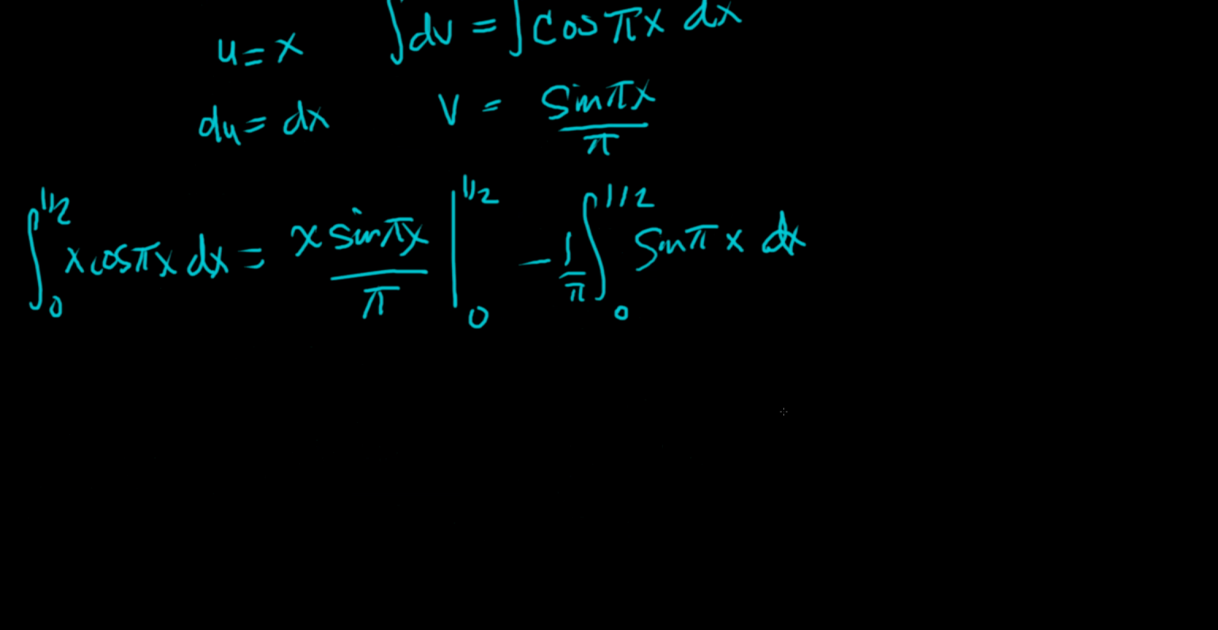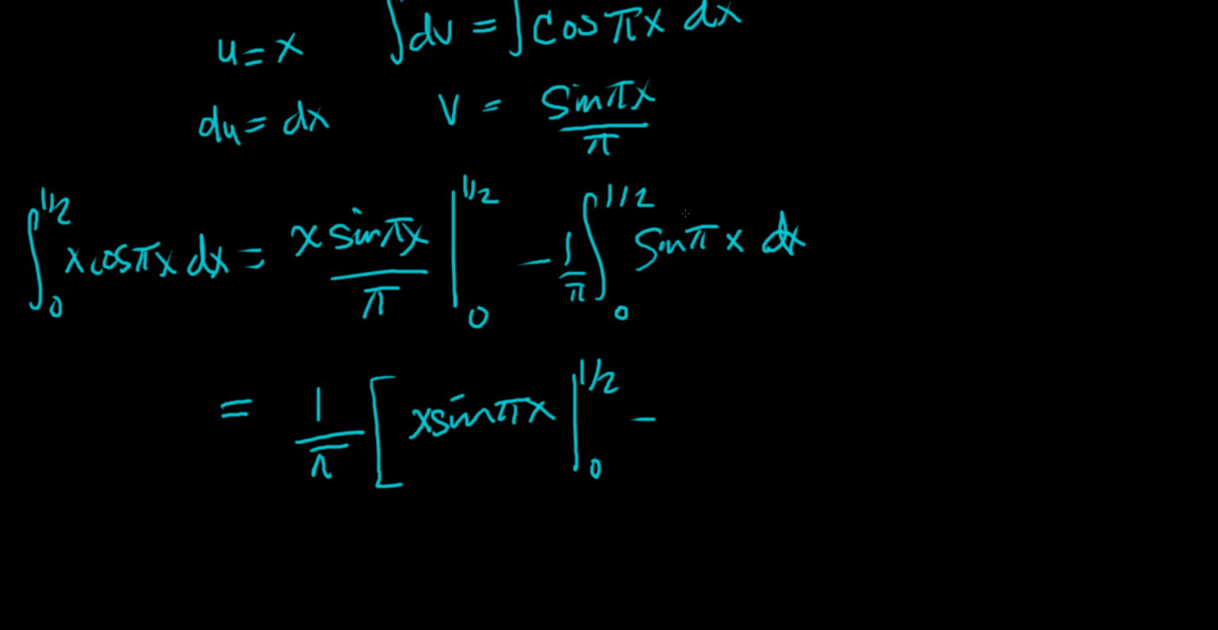Okay, now when we do this, we get... I'm going to note that here I have 1 over pi, and here I also have 1 over pi. I'm going to factor out a 1 over pi because there's no point in continuing to write that in both terms. And that's going to be multiplied by x times sine of pi x, taking it at these limits, minus this integral here.